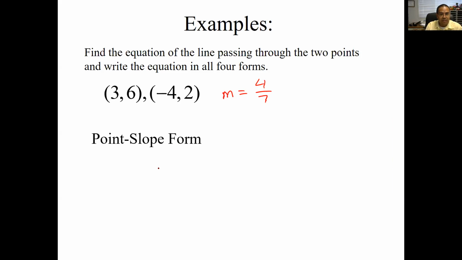Yesenia, I think that's right. Let's check. Y minus 6 equals 4/7 times x minus 3. Very good.